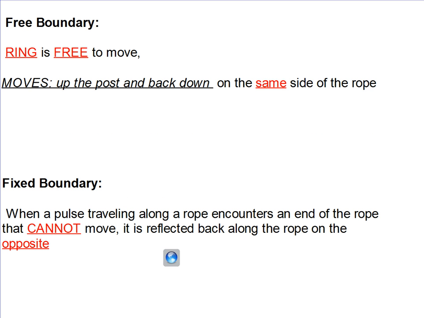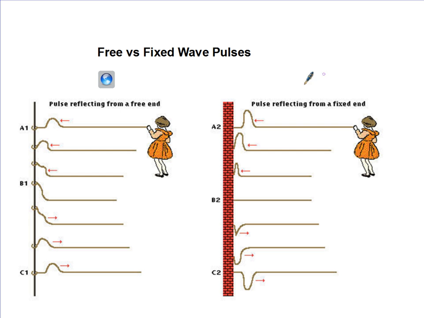On a free boundary, you are going to have a ring, like we saw, and that ring is going to enable the wave to go up or go down, and it reflects back on the same side. While on a fixed boundary, it reaches the end and it can't move and it's reflected back on the opposite side. Now, this is a diagram that if you don't have it, you might want to copy it, of a pulse reflecting from a free end, you can see the ring here, or a fixed end.